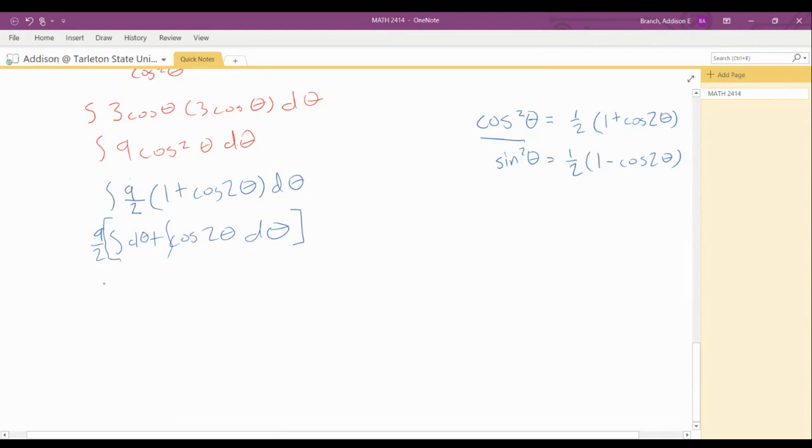So we have 9/2. If we integrate d theta, we're just going to get theta. If we integrate cosine of 2 theta, well, we know we're going to get a sine of 2 theta, and whenever we do kind of like a u sub reverse chain rule, we have to put a 1/2 out here.